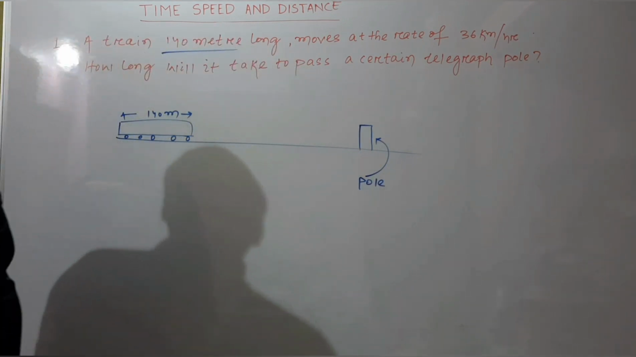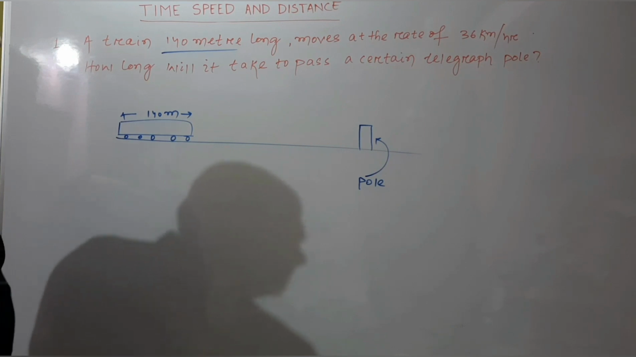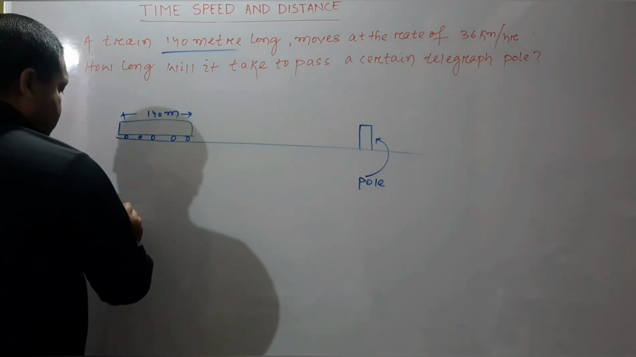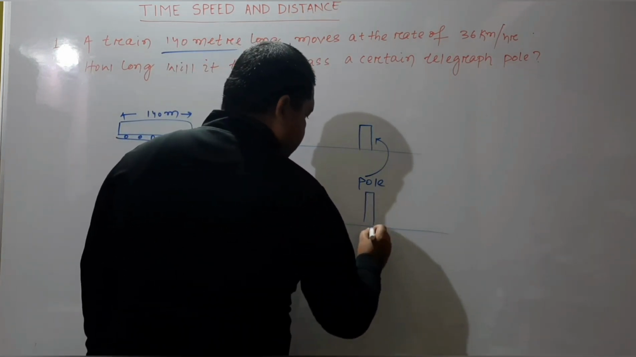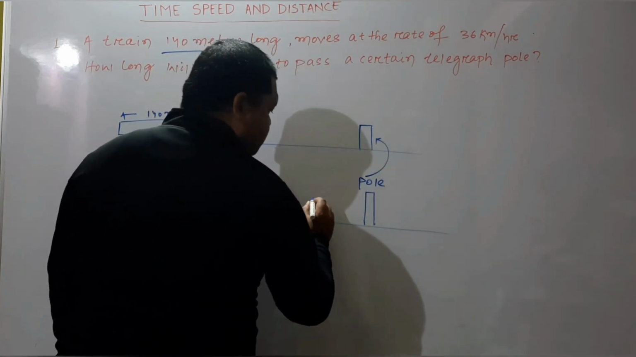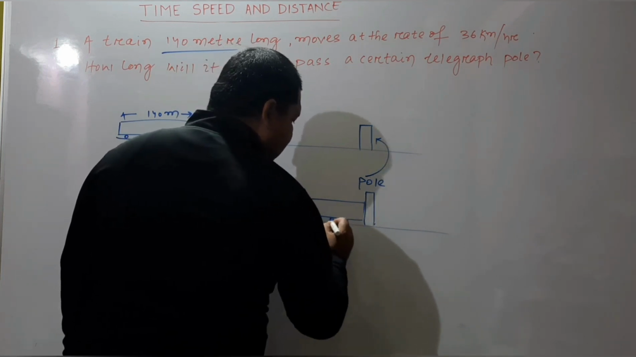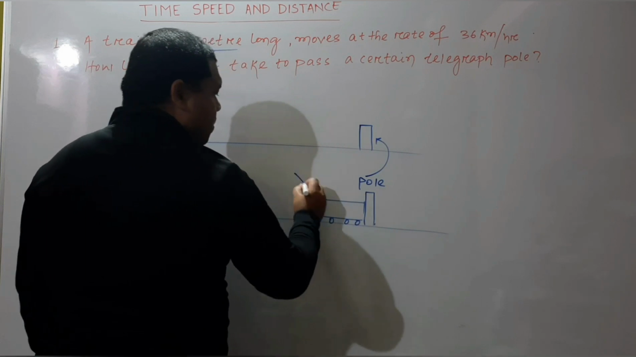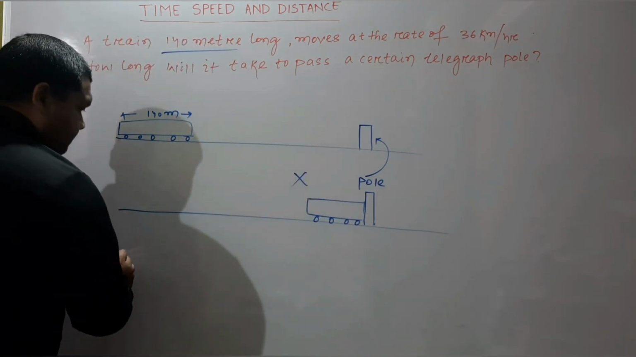Now the question is how long it will take to pass a telegraph pole. Okay, now look at the concept. Suppose the train is at this position. Can it pass the pole? No. For this case, the train has not passed this pole.